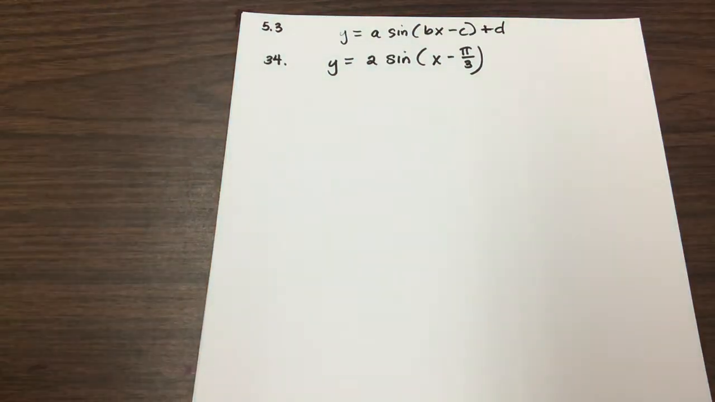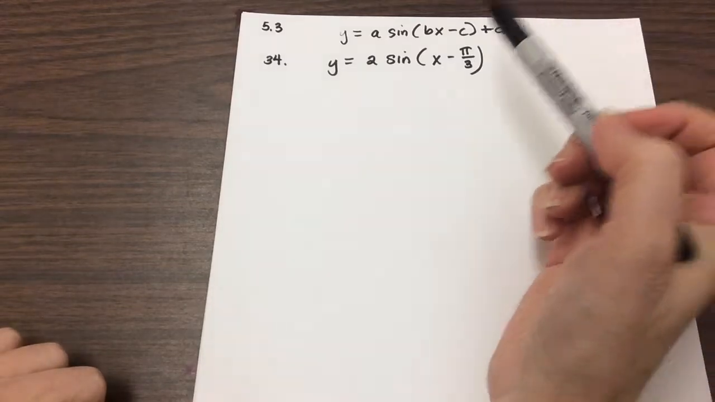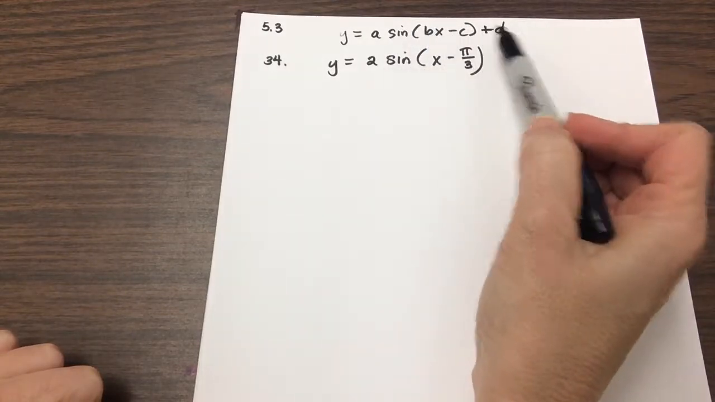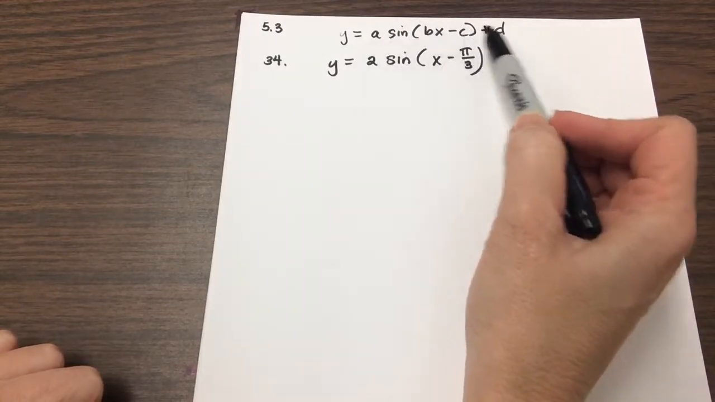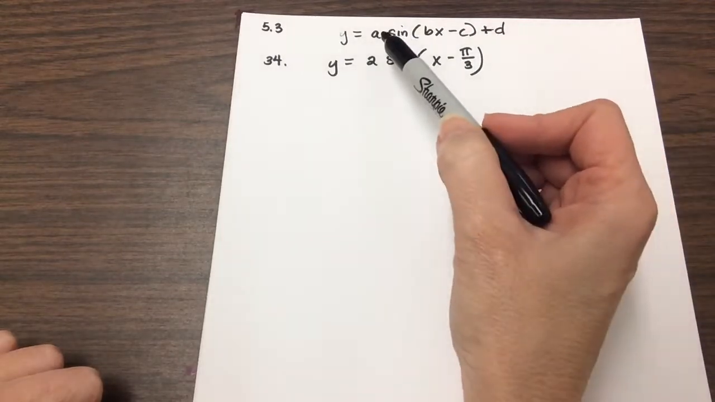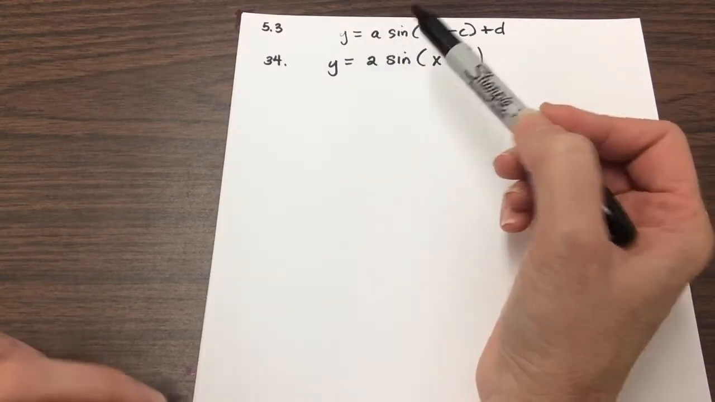Alright, let's do a graph with a phase shift in it. So here we're looking at y equals 2 times the sine of x minus pi over 3. Remember, this is the form that I'm teaching y'all. So these are my transformations. These are the coefficients that affect the graph. And we've already talked about the period and the amplitude.